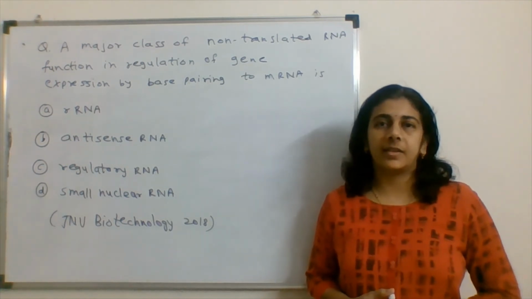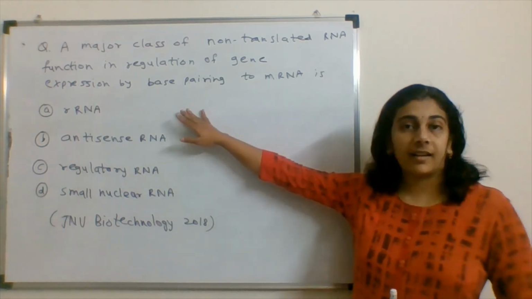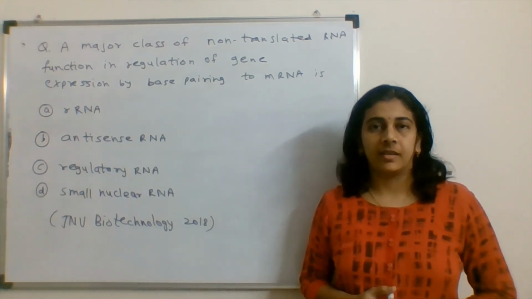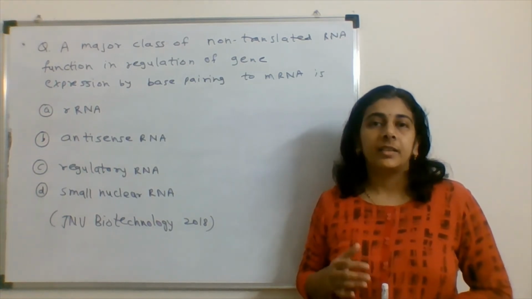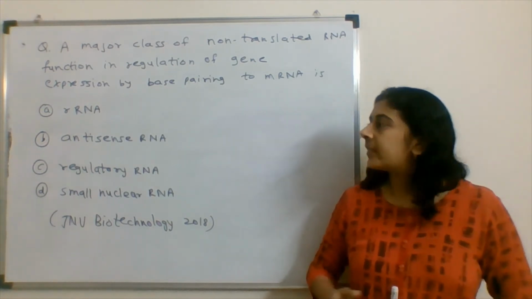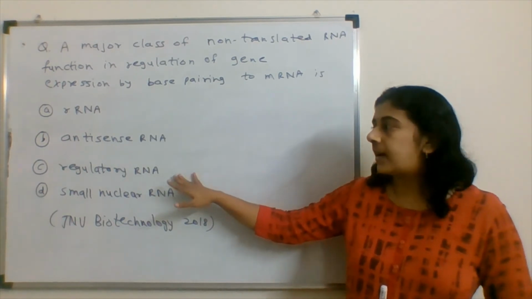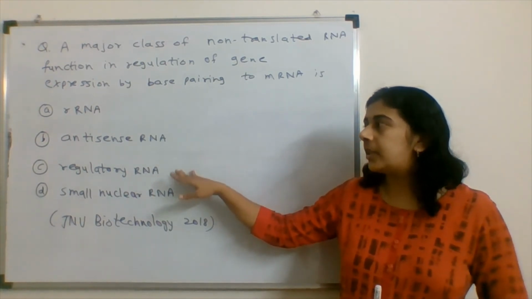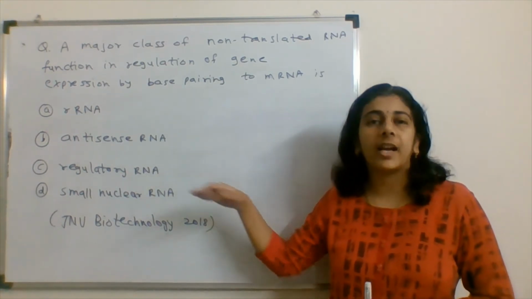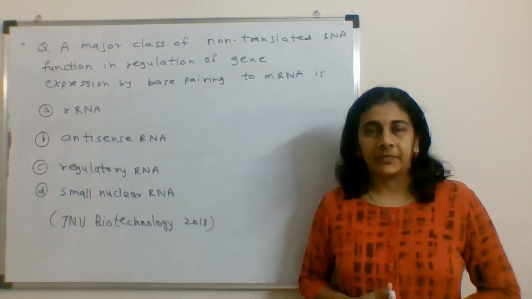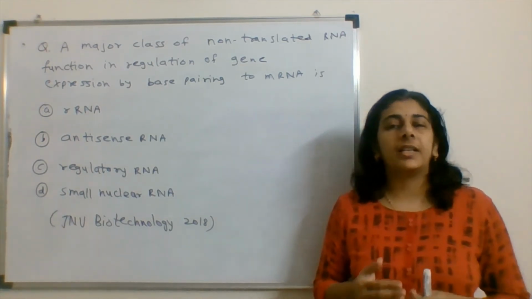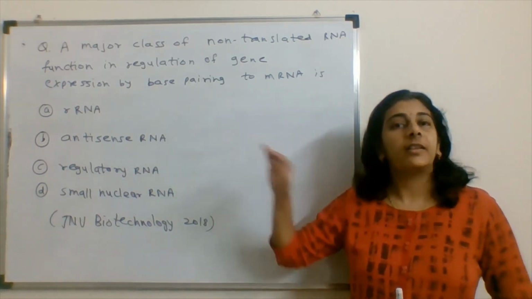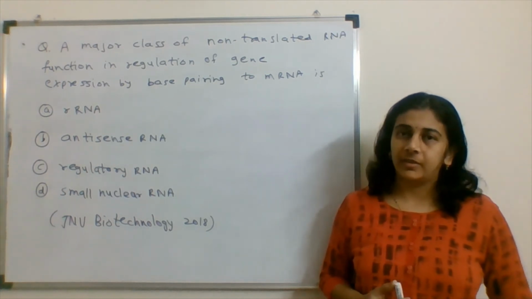So, with this discussion, what we find is rRNA is present in a ribosome and is involved in protein synthesis. So it does not have any role in regulation of gene expression. Secondly, antisense RNA and regulatory RNA. Here we can call antisense RNA a type of regulatory RNA. These also come under the category of small silencing RNA. So these are involved in regulation of gene expression, right?